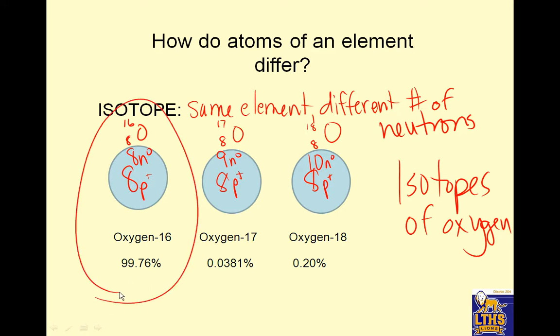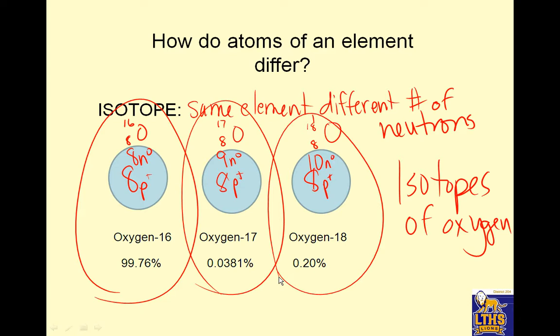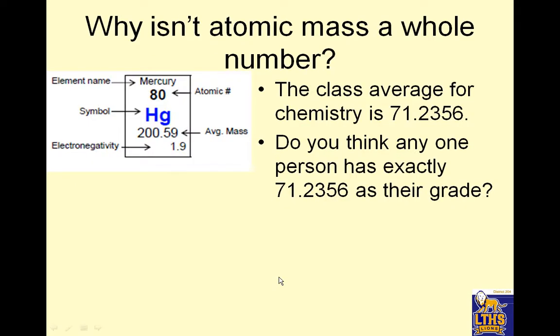Now, take a deep breath in. You just inhaled about 99.76% oxygen 16 in your oxygen sample. A little bit of what you inhaled is oxygen 17 and a little bit is oxygen 18. So can we just add all those up and divide by 3 to get the weight of oxygen? Nuh-uh, we have to do what's called a weighted average. So if you look at the atomic mass on the periodic table, it's not a whole number, it's an average mass. So if our class has a class average of 71.2356, not any one person has exactly that grade, but it's an average of all the grades.